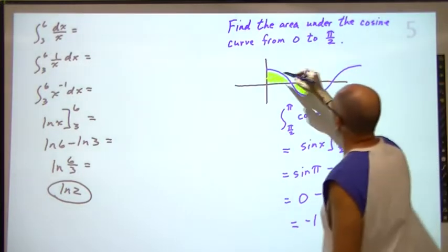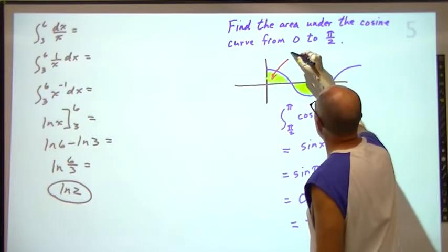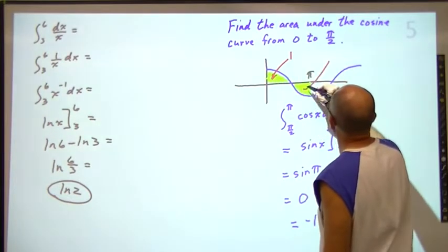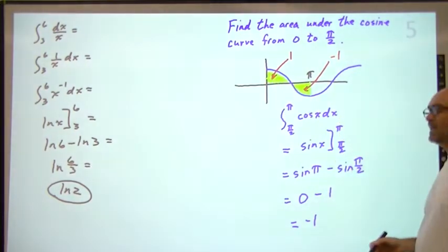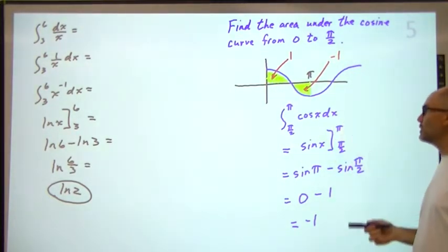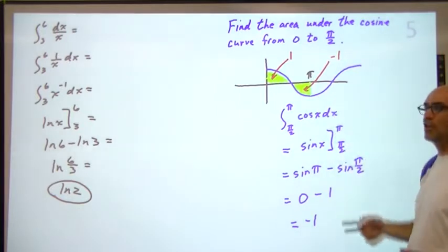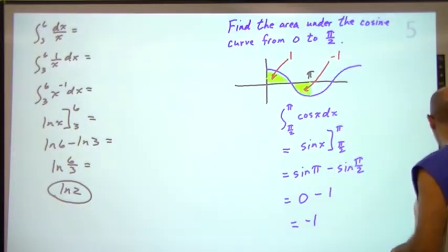So what we just found out is this area is 1. This area is negative 1. And when I add it up, I get 0. From 0 to pi would just be 0 because they cancel each other out. Okay.